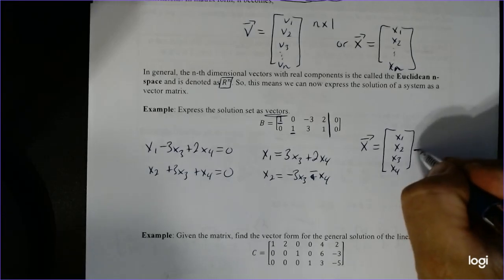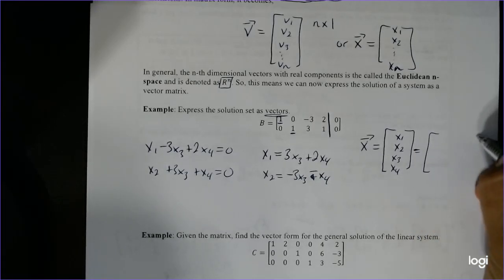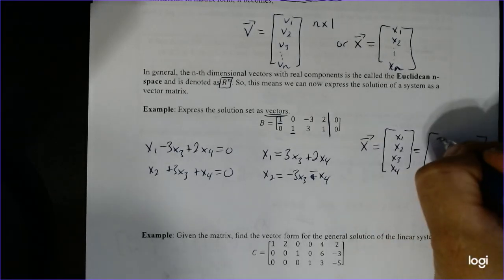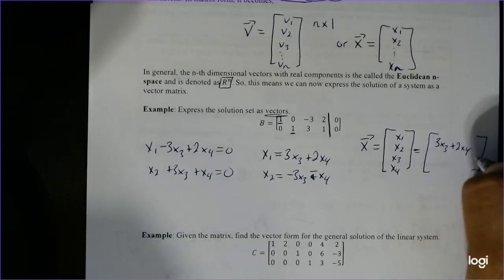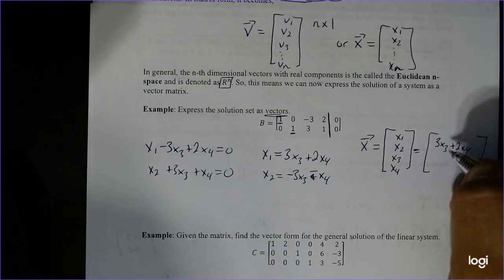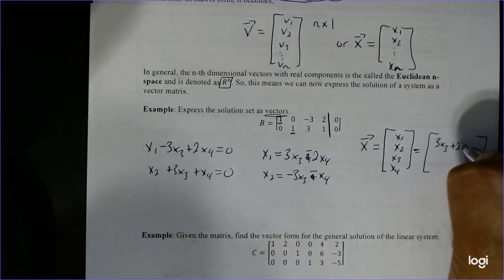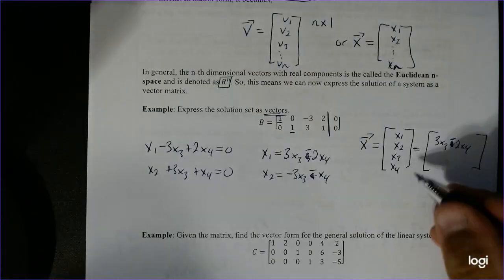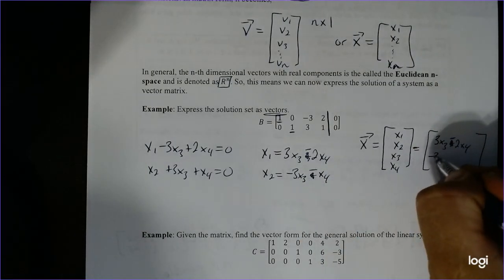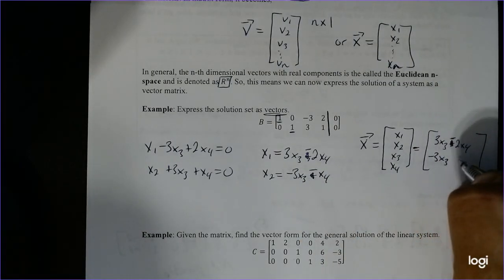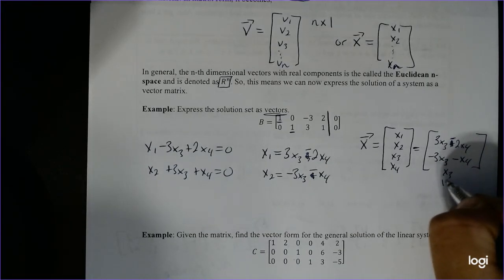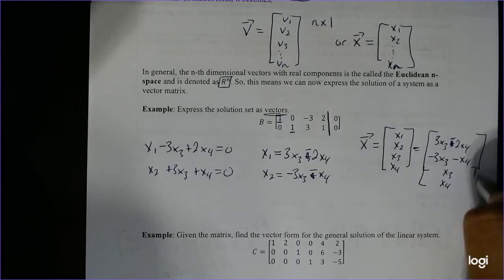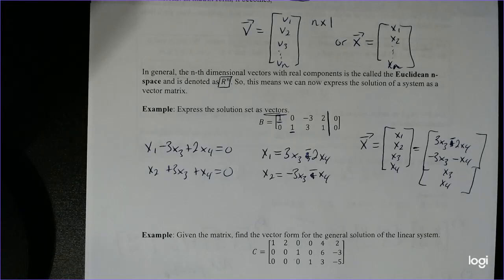Okay, so I'm going to write exactly what each component represents. So x1 is equal to 3x3 minus 2x4. Should be a negative. Sorry. There. x2 represents negative 3x3 minus x4. Now, for the rest of them, it's just going to be x3 and x4, because these are independent, so I can pick any values I want for those.